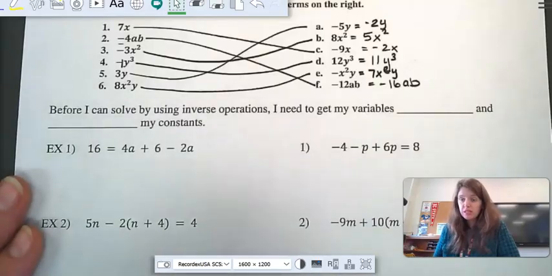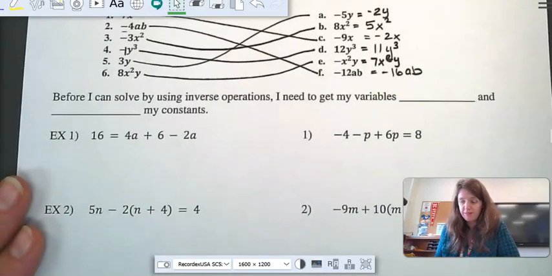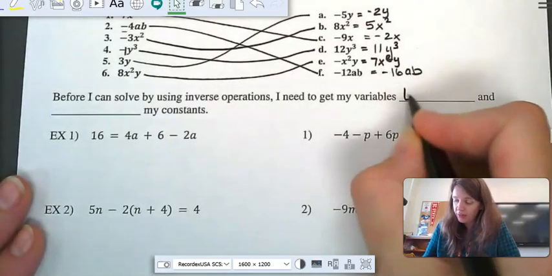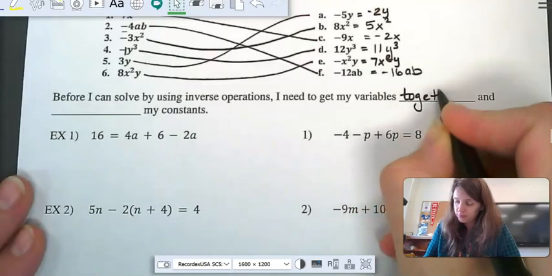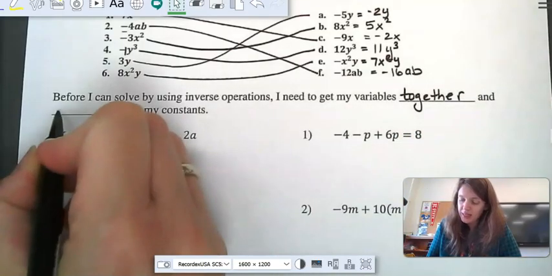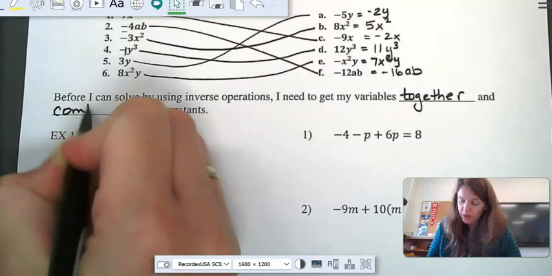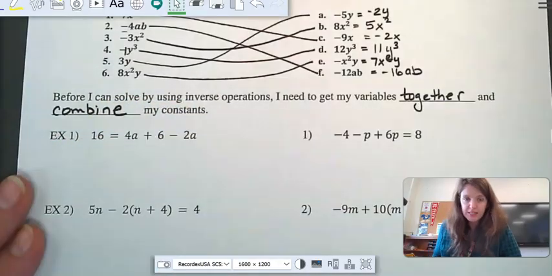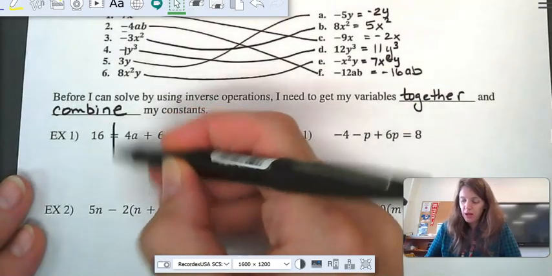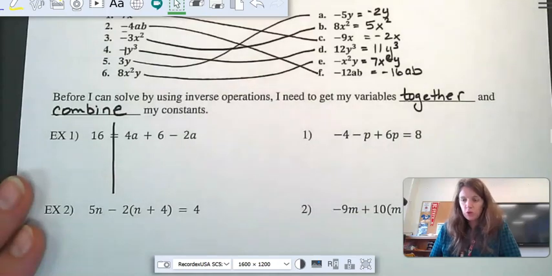So before I can use these to solve inverse operations, I need to get my variables together. And I need to combine, which is another way to say get together, my constants. So let's look at the first example. Draw a line where your equal sign is. We're looking for like terms.